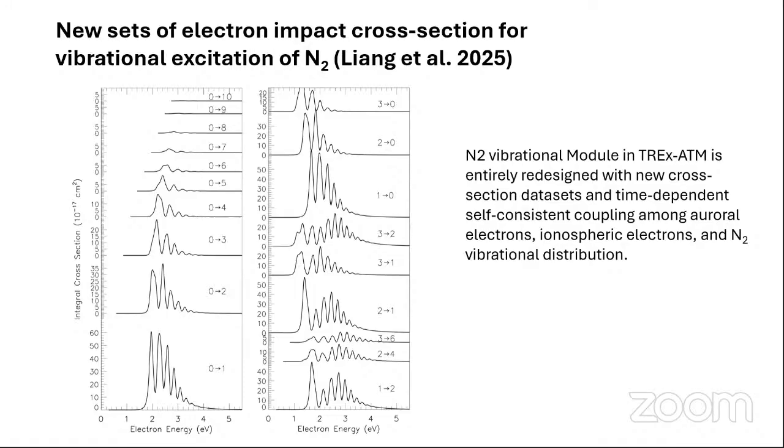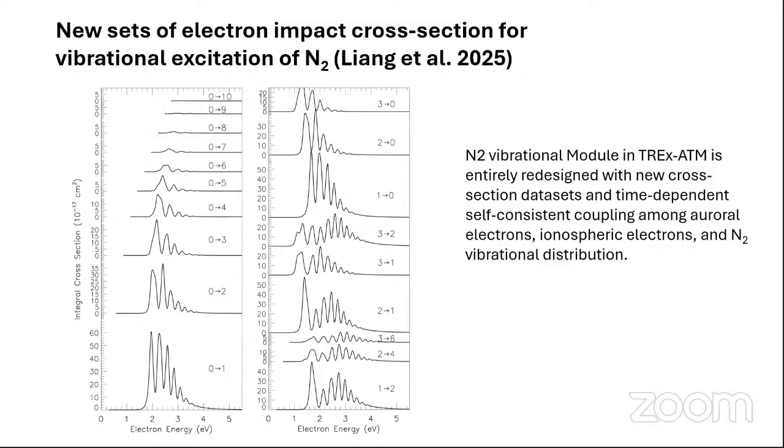Just quickly mention that we got new cross sections and rate coefficients for the electron impact excitation and de-excitation, and the nitrogen vibrational module in the TREx-ATM is essentially entirely redesigned with these new data sets and with time-dependent, self-consistent coupling among the aurora electrons, ionosphere electrons, and the nitrogen vibrational distributions. So now we have all the tools to study the phenomena.